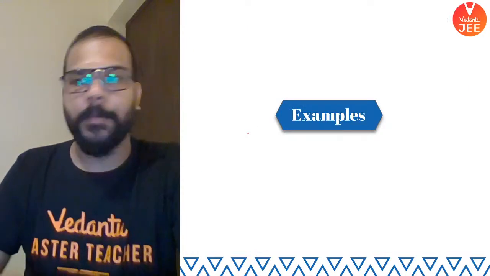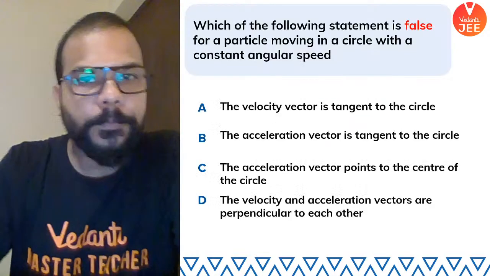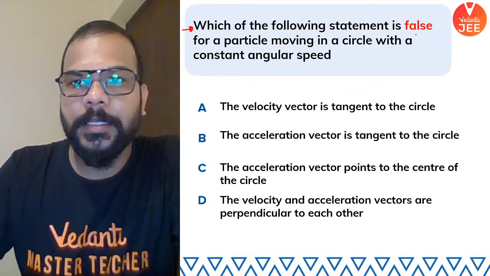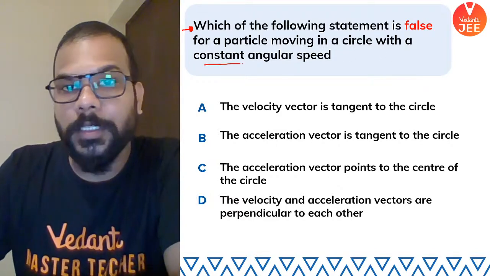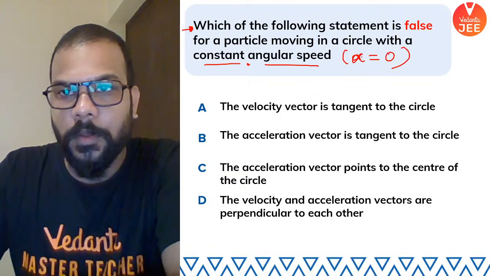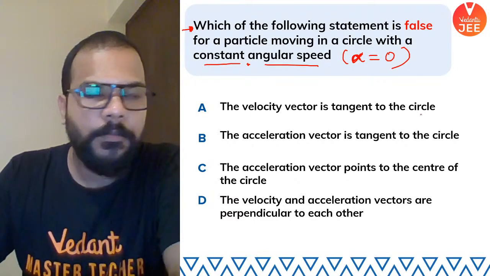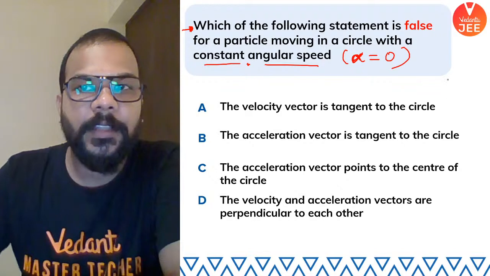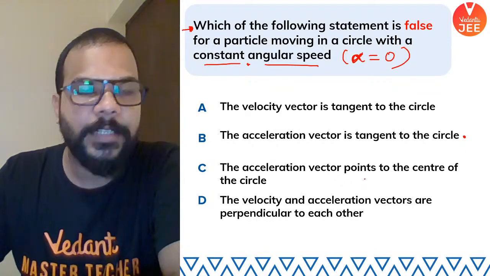So let's see some examples to understand the concepts that we have covered today. First question: which of the following statements is false for a particle moving in a circle with a constant angular speed? That means its alpha is 0 because its omega is constant. The velocity vector is tangent to the circle. This looks right. The acceleration vector is tangent to the circle. Well guys, acceleration vector will be tangent to the circle if you have velocity changing. So looks like this is going to be our answer, but let's see other options as well.